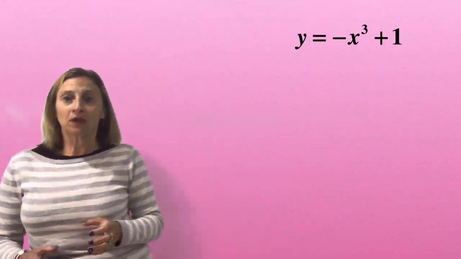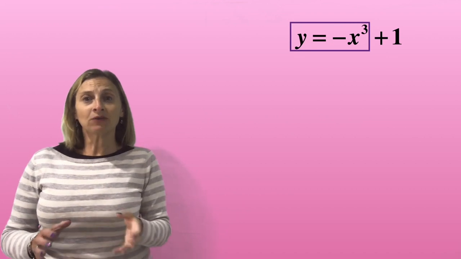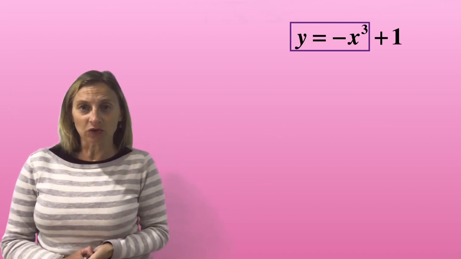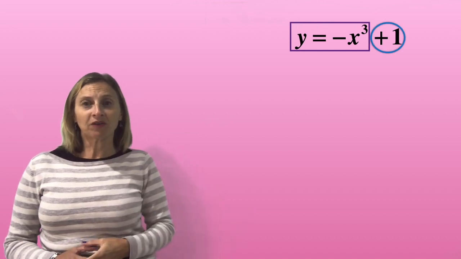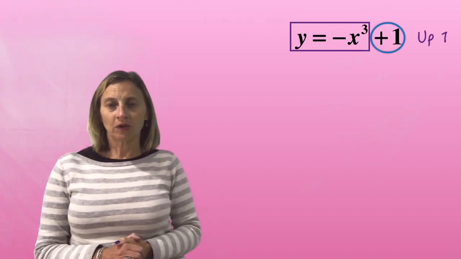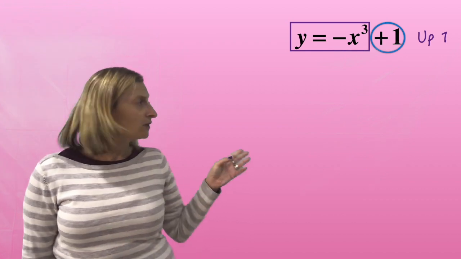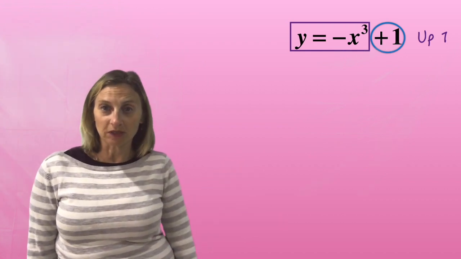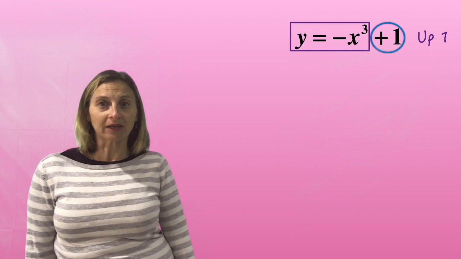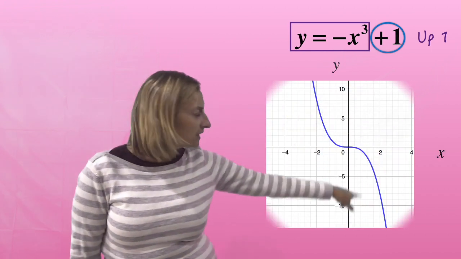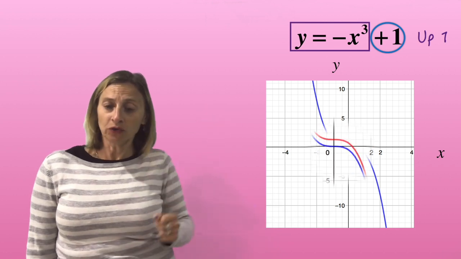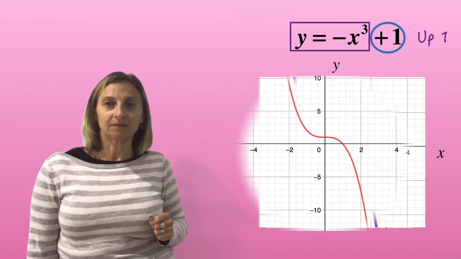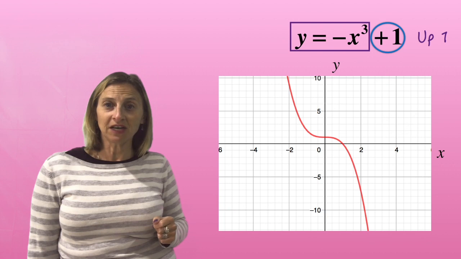What if we have y equals minus x cubed plus 1 this time? Again, we have our basic graph, which is y equals minus x cubed. And then we have our plus 1, where the graph goes up 1. So of course, we're going to start with our basic graph of y equals minus x cubed. Hopefully you all know what that looks like. Y equals minus x cubed. And then that graph has to go up 1. Good. And that's it. You starting to get the hang of it now?